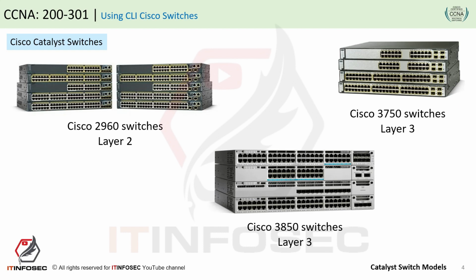In addition, there are other types of switches, layer 3 switches, for example the 3750 model and the 3850 model. Both of them are layer 3. It means these switches can learn, find and understand computers by their IP address in addition to their MAC address, like routers. It means a layer 3 switch is a router and a switch at the same time.